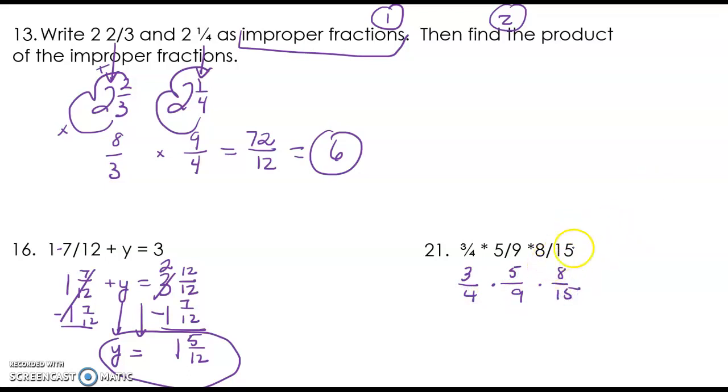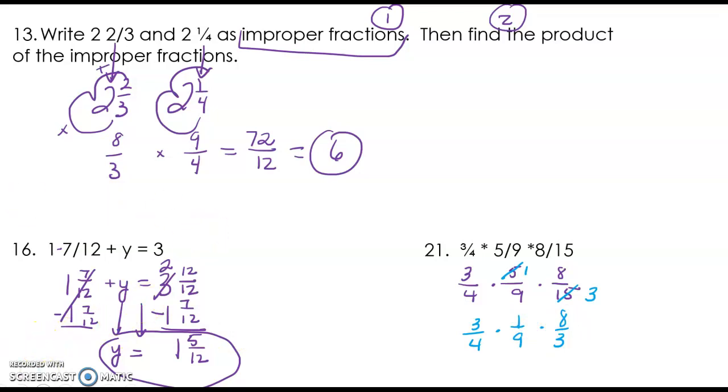All right, here I have 3/4 times 5/9 times 8/15. I'm going to go ahead and attempt to reduce this ahead of time. So let me change the color that I'm using. Let's see if I can do that. 5 goes into 5 once, goes into 15 3 times. So I end up with 3/4 times 1/9 times 8/3.